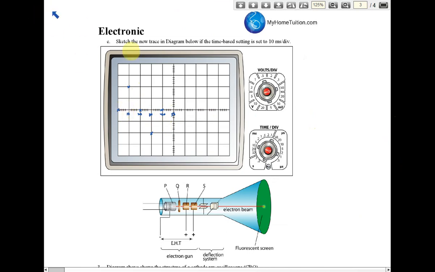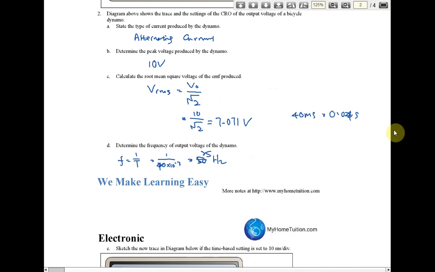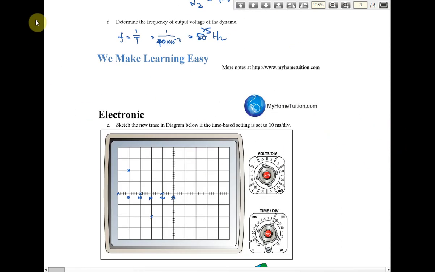So you see, if you're asked to sketch the graph, first you see the time base, okay, and label the x-axis. Time base is for the x-axis. Y gain is for the y-axis. So 10, 20, 30, 40, okay, the period is 40 milliseconds. So 40 milliseconds to make one complete oscillation. So go up, down. And it continues actually, okay? So this is the answer.